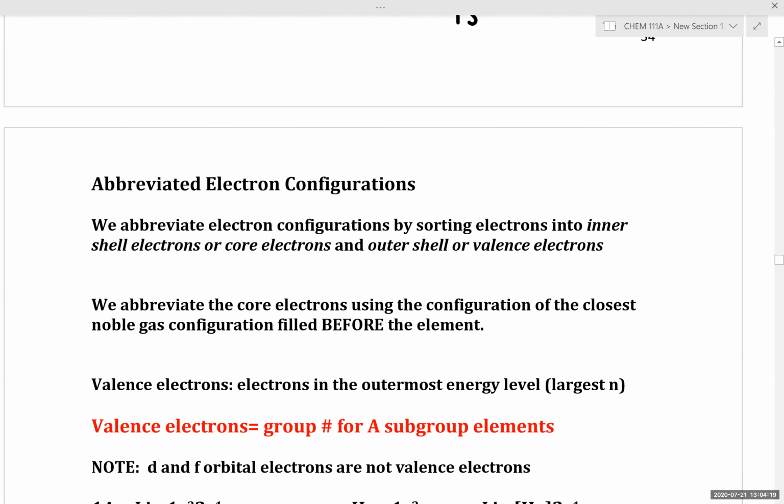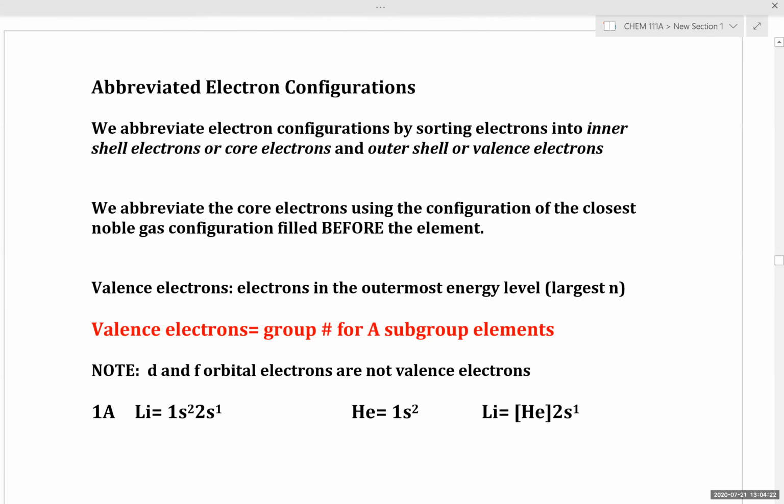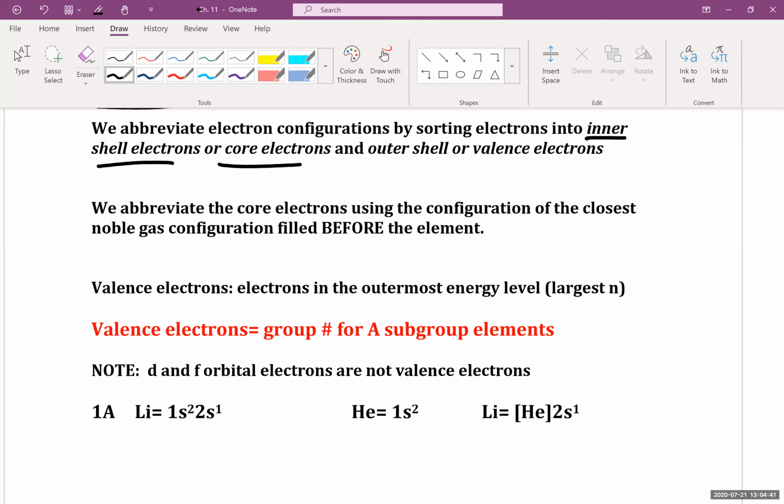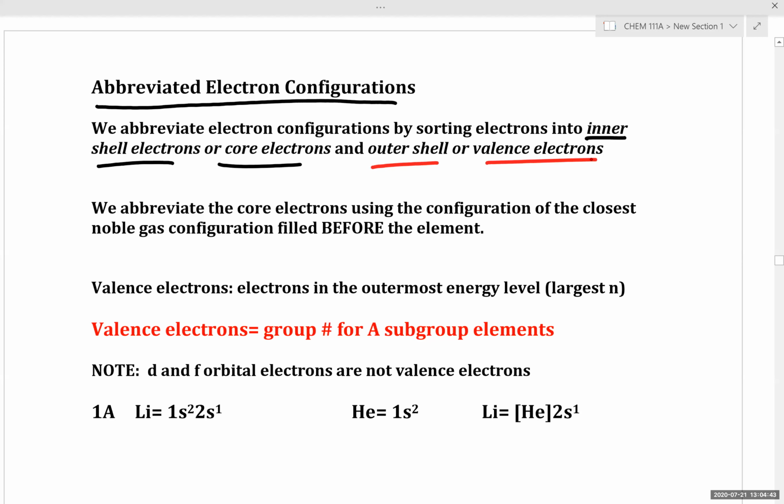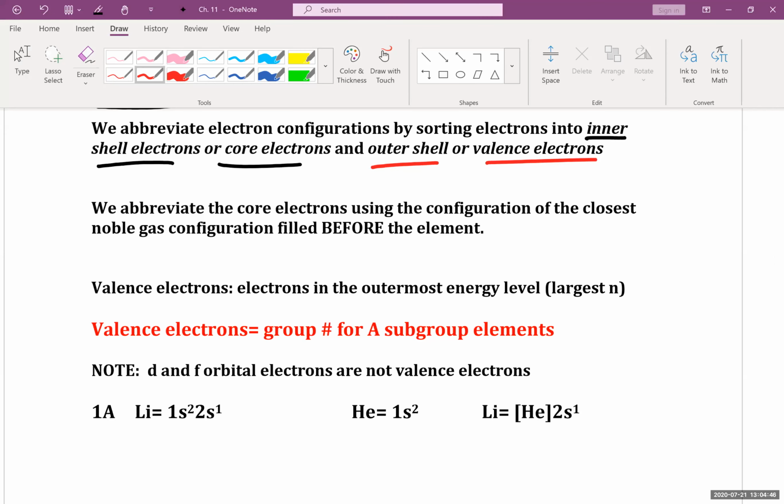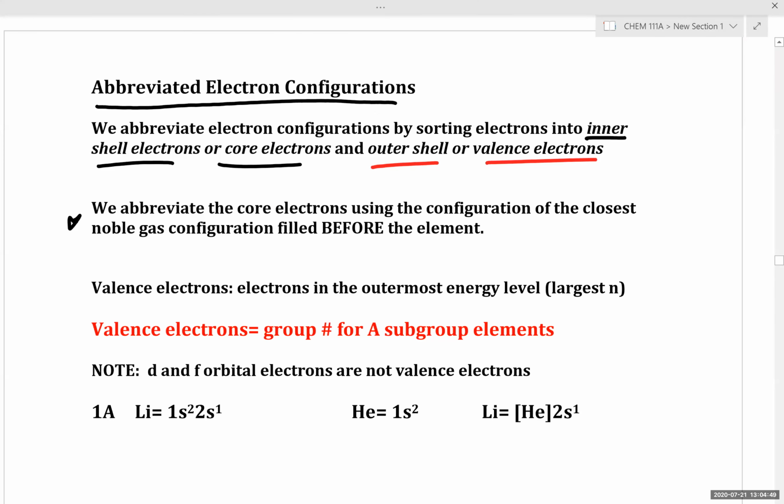Okay, so let's look at a way of reducing the workload that we have to do in order to write out electron configurations, and that's utilizing this idea of abbreviated electron configurations. So what we're going to do is sort our electrons into inner shell, otherwise known as core electrons, and outer shell or valence electrons. And we're going to abbreviate the core electrons using the configuration of the closest noble gas configuration filled before your element or ion.